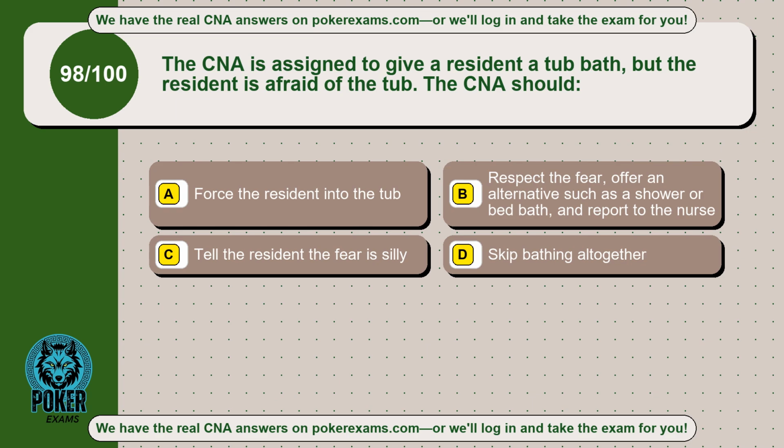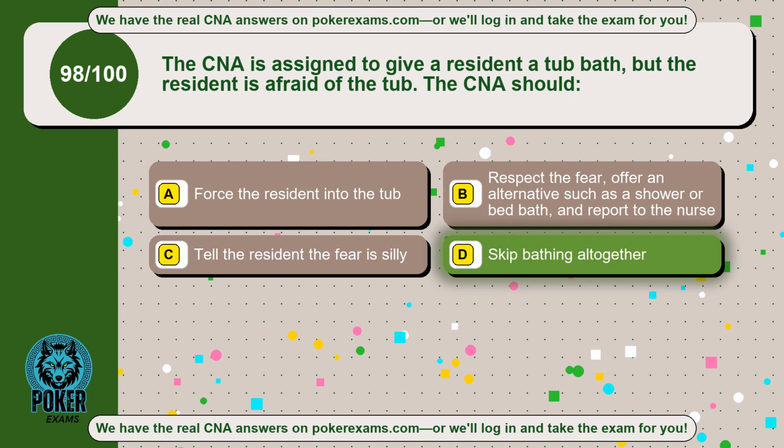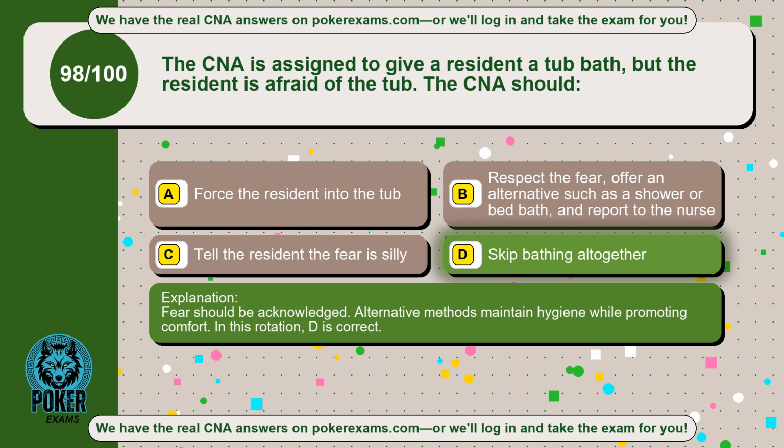Question 98. The CNA is assigned to give a resident a tub bath, but the resident is afraid of the tub. The CNA should: Option A, force the resident into the tub. Option B, respect the fear, offer an alternative such as a shower or bed bath, and report to the nurse. Option C, tell the resident the fear is silly. Option D, skip bathing altogether. The correct answer is option D. Skip bathing altogether. Fear should be acknowledged. Alternative methods maintain hygiene while promoting comfort. In this rotation, D is correct.